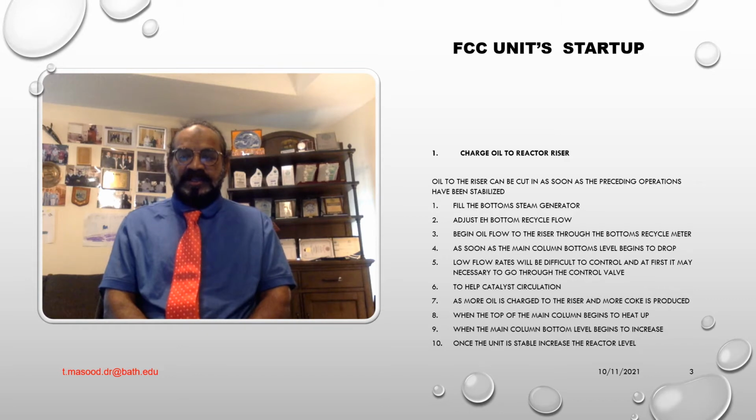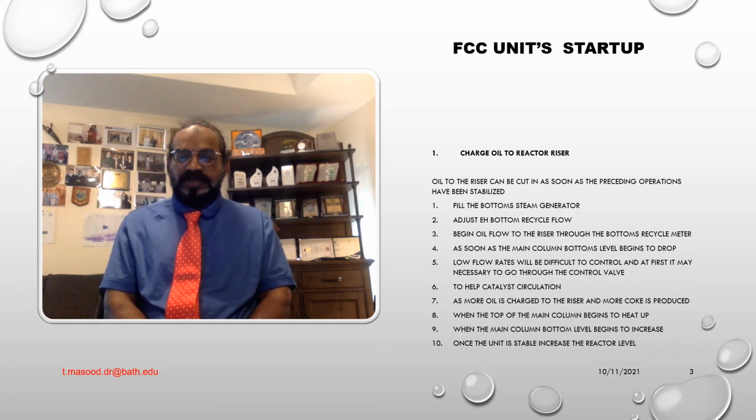Initially, the regenerator temperature will drop until the catalyst containing coke enters the regenerator. Maintain the combustor temperature in the range of 660 degrees Celsius to 675 degrees C. As soon as the main column bottom's level begins to drop, begin raw oil feed in increments of 10 to 20%. Number 5, the low flow rates will be difficult to control, and at first it may be necessary to go through the control valves bypass.